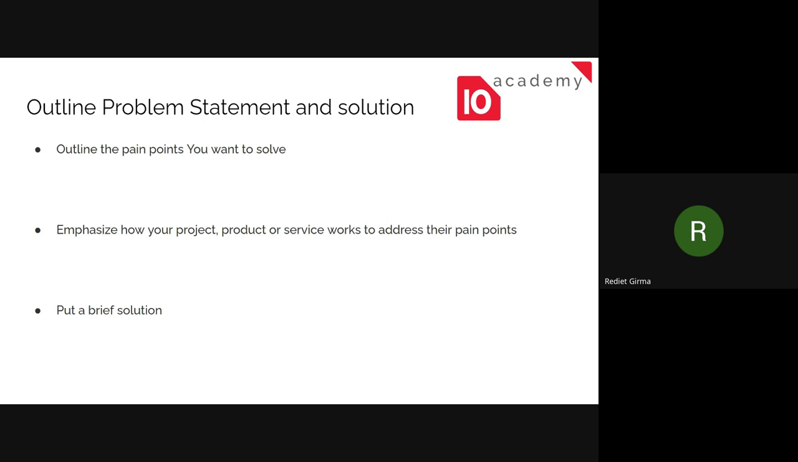Because showing the problem statement to the audience shows how important this issue is, how important our project is. So we need to outline our problem statement. Outline the pain points you want to solve and emphasize how your project, product or service works to address those pain points. We can put the solution briefly then. So if there is a problem that we have started from or that we have noticed, then it's a very good culture to put our problem statement there.